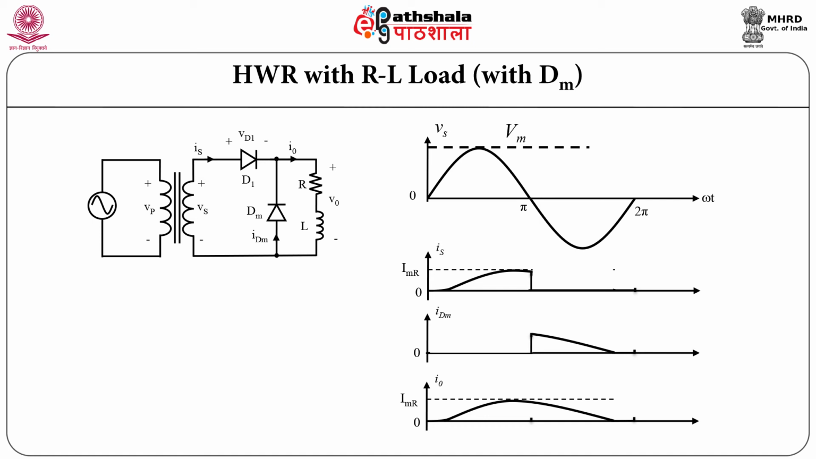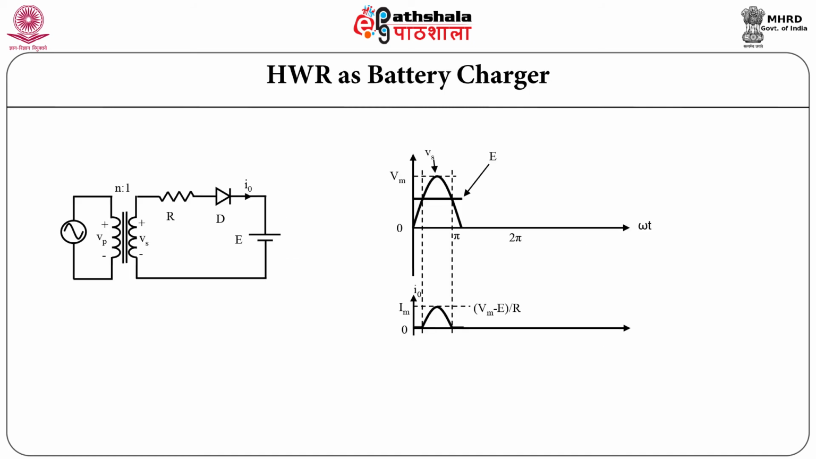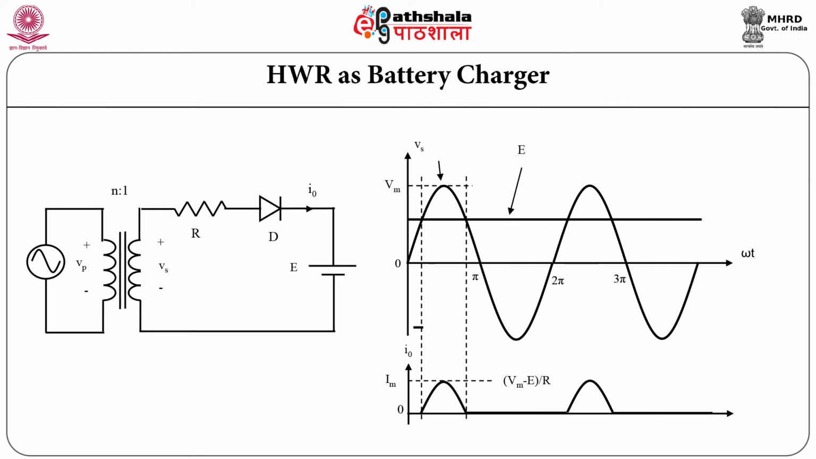Now half wave rectifiers can also be used as a battery charger. This is the diagram of the battery charging circuit. Resistor R is used for current limiting. During the positive half cycle, the diode will be turned on when the input voltage is greater than the battery voltage E. The waveforms are as shown in the figure. During the negative half cycle, the battery will not be charged because the diode will be reverse biased.